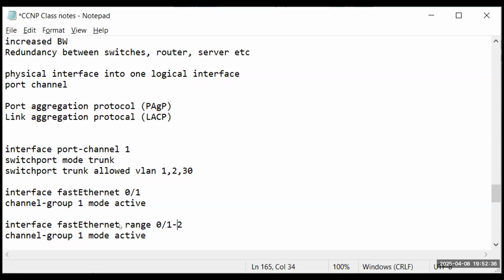I thought it was range interface FastEthernet 0/1. You mention the interface type, FastEthernet, and then go for 0/1. You can give a space also, or without a space also.